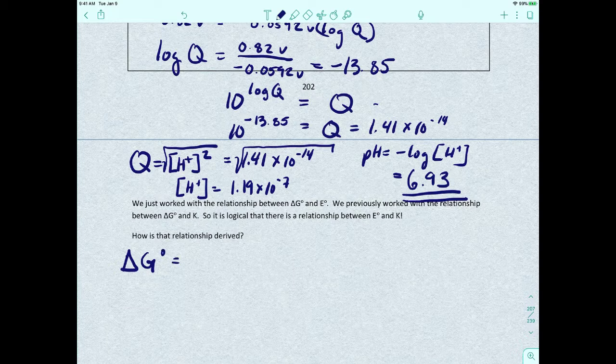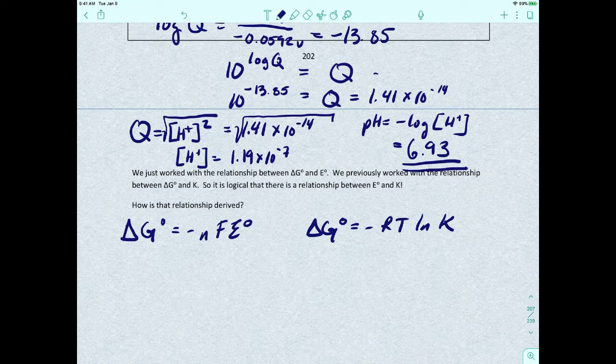If we have delta G at standard state, this is equal to negative N times F times E at standard state. We know that. Now, from the thermodynamics unit, we know that delta G at standard state is equal to negative RT natural log of K. So we know that as well. Is there a way that we can relate these two equations together? It turns out, yes, there is.